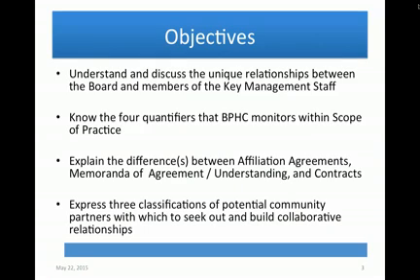As I said, my goal is for you to hopefully understand and discuss the unique relationships between the board and members of the key management staff. I also hope that you will know the 4 quantifiers that BPHC monitors within scope of practice, explain the differences between affiliation agreements, memoranda of agreement and understanding, and contracts, and finally to express 3 classifications that I recommend of potential community partnerships with which to seek out and build collaborative relationships.